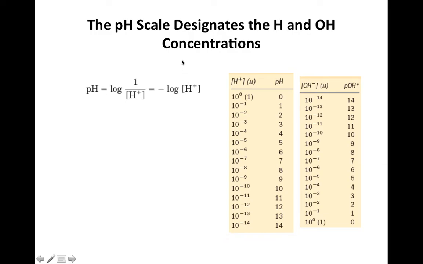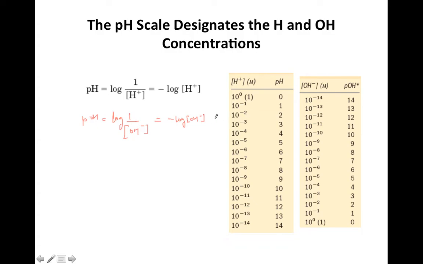Same way, if we see that the concept of pOH is the same, it is log of 1 by hydroxyl ions, which is this 1 by OH can be presented as minus log OH minus, right? So things are very simple.